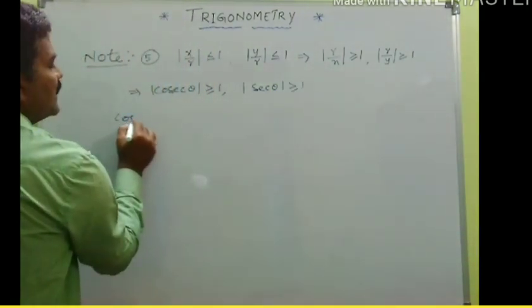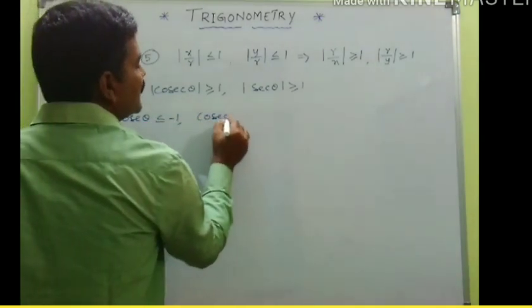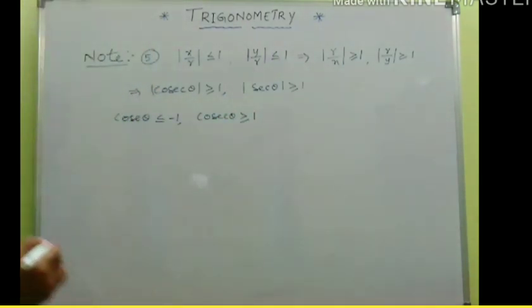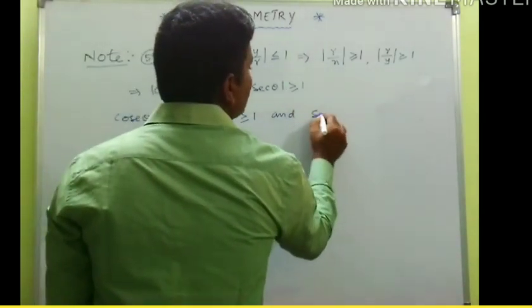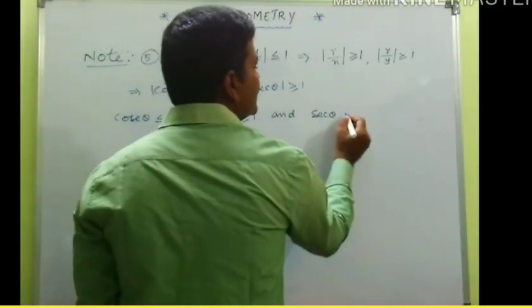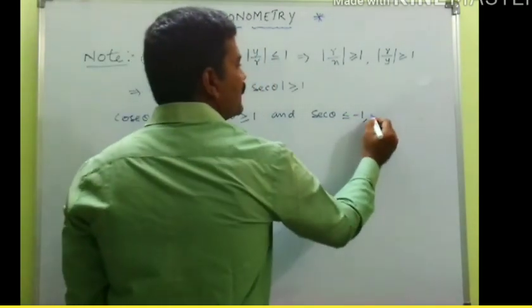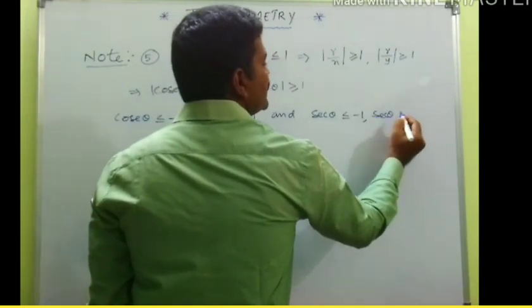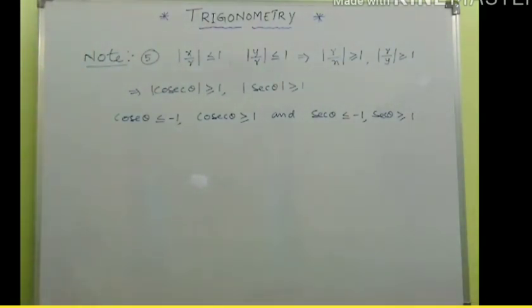That means cosecant theta will be less than or equal to -1, comma, cosecant theta can be greater than or equal to 1. In the same way, according to the inequalities we already learned, I can write that secant theta is less than or equal to -1, comma, secant theta is greater than or equal to 1. So this is the range of secant theta and cosecant theta.